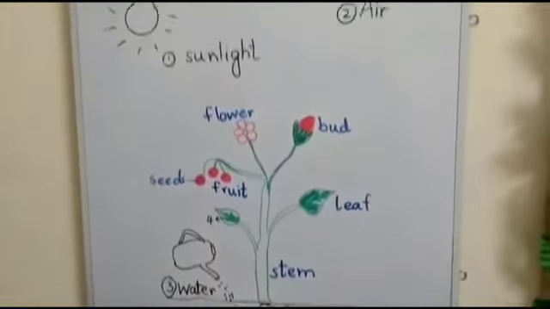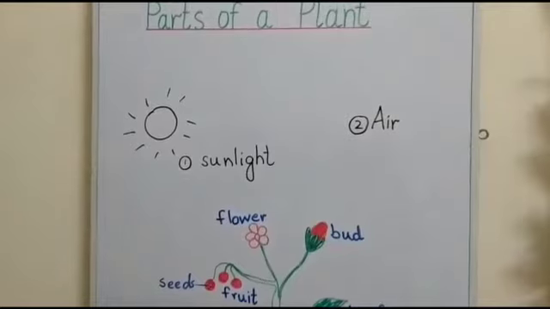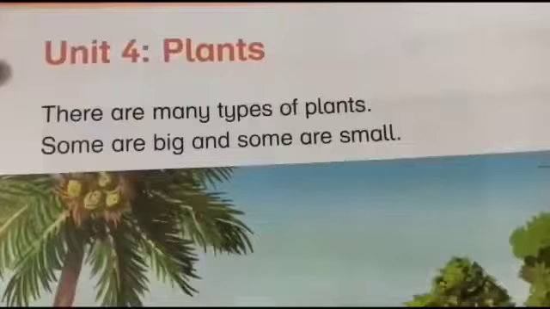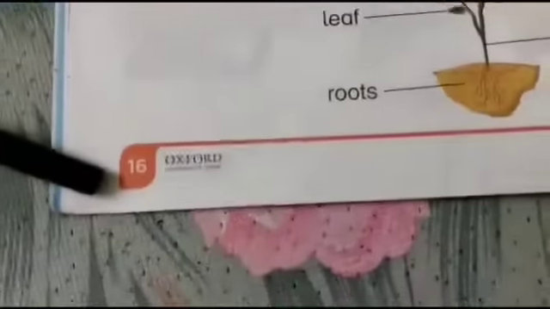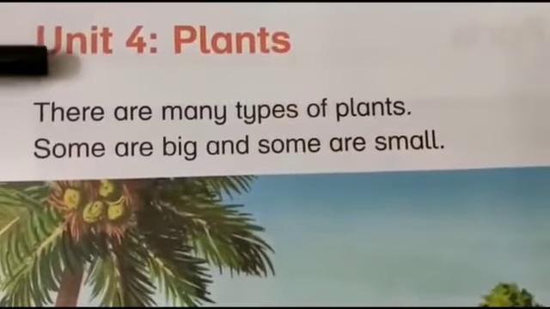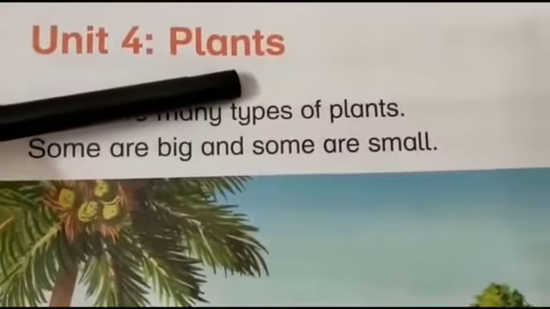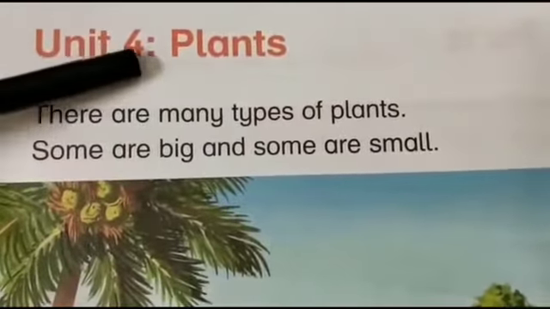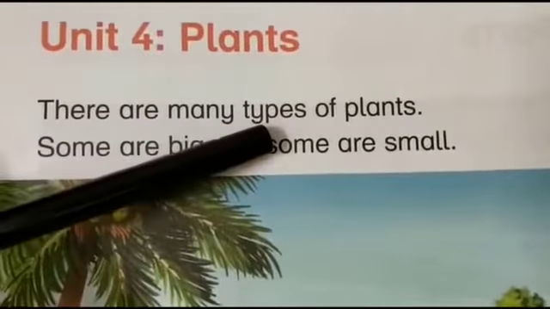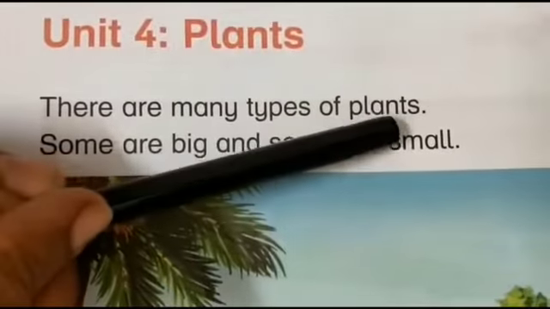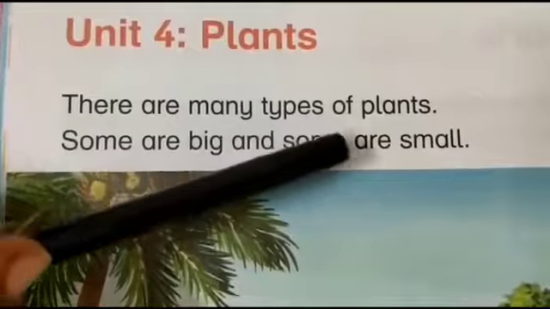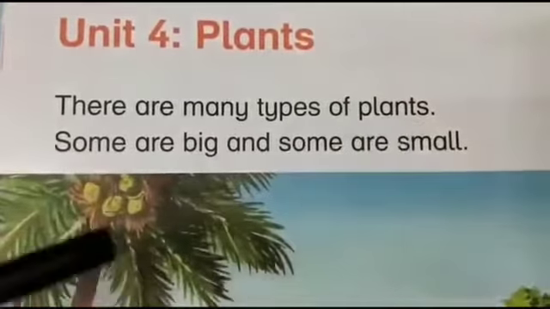Now we will watch some more videos to learn a few more things about parts of a book. Page number 16, Unit 4. Let's read Unit 4, Plants. There are many types of plants.